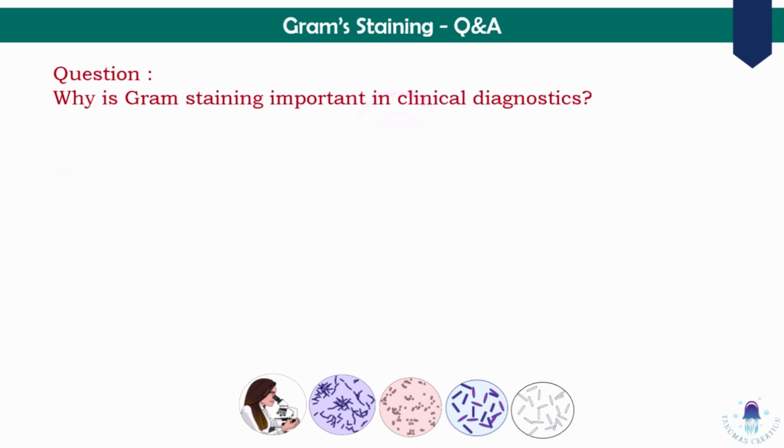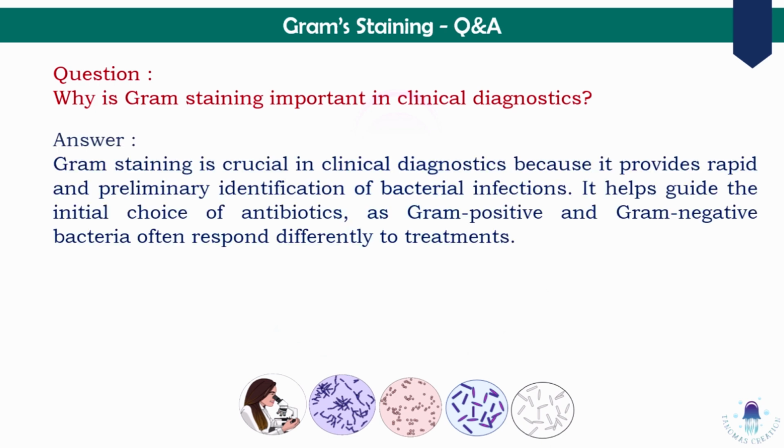Question: why is gram staining important in clinical diagnostics? Answer: gram staining is crucial in clinical diagnostics because it provides rapid and preliminary identification of bacterial infections. It helps guide the initial choice of antibiotics, as gram-positive and gram-negative bacteria often respond differently to treatments.